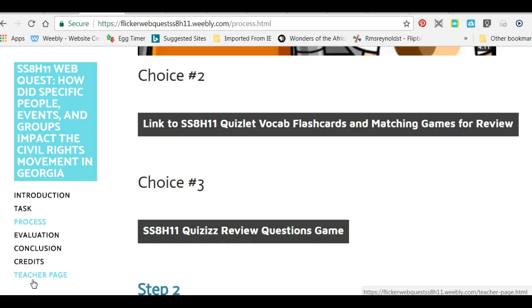Before we started into the web quest, I wanted students to review some of the key terms and people within this unit. I put links inside the Weebly to our Quizlet and quizzes, as well as some Brain Pops so that they could access them to help review.